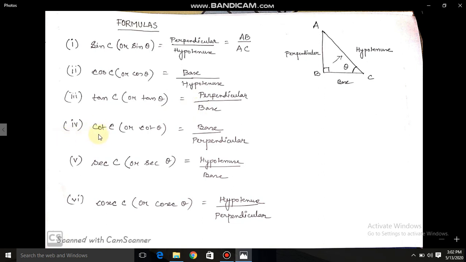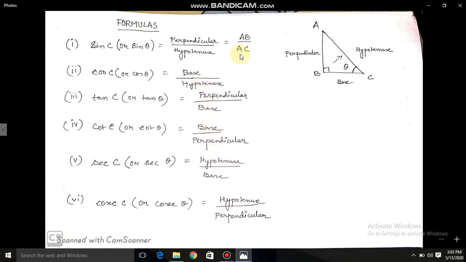Then we have cot C. The formula is base by perpendicular. Then we have sec C. The formula is hypotenuse by base. And the last one is cosec C. The formula is hypotenuse by perpendicular. I hope you have understood. These six formulas you will have to memorize.